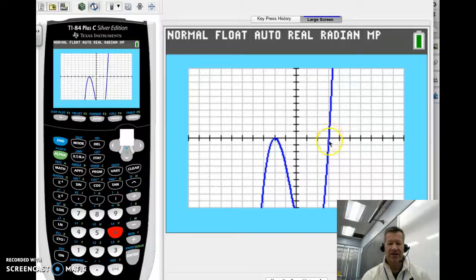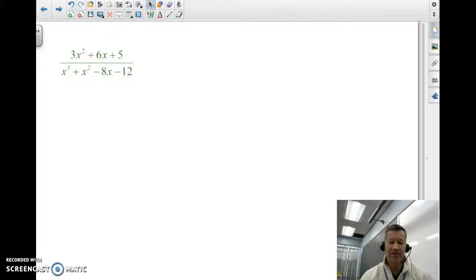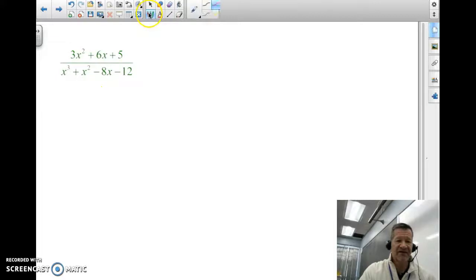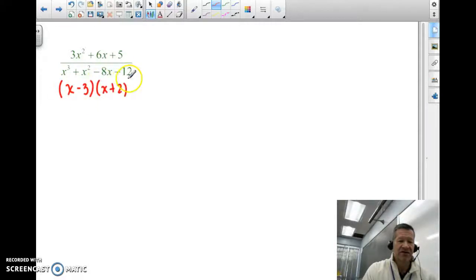So that means if 3 is a 0, x minus 3 must be a factor. If negative 2 is a 0, then x plus 2 must be a factor, and since it's touching, it must have an even multiplicity. So going back here, I can see that this is going to be factored as x minus 3, remember it crossed at 3, and x plus 2, it touched at negative 2, to the second power. Notice 1 plus 2, adding these exponents together, I get a total of 3. So that should work. So now here's what I have: 3x squared plus 6x plus 5 all over x minus 3 times x plus 2 squared.